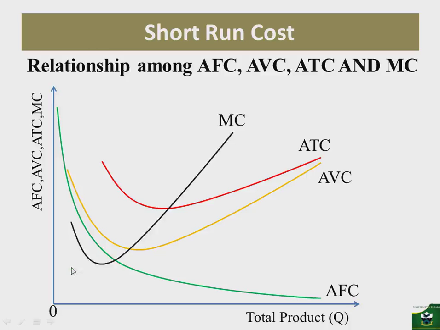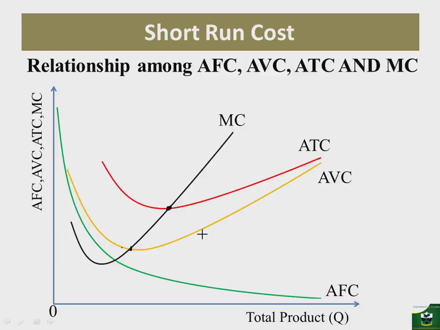Added to these curves is the marginal cost curve, which passes through the minimum of the average variable cost and the minimum of the average total cost. In summary, the marginal cost curve cuts through the average total cost curve and the average variable cost curve at their minimum points. So you will notice that this point here is the minimum of the average variable cost where it's meeting with the marginal cost, and this point here is the minimum of the average total cost, which is the point of contact between the average total cost and the marginal cost.